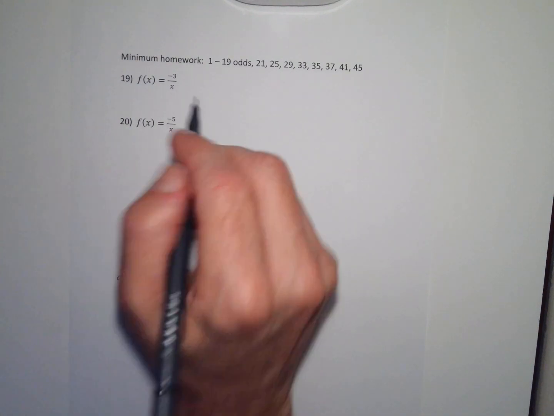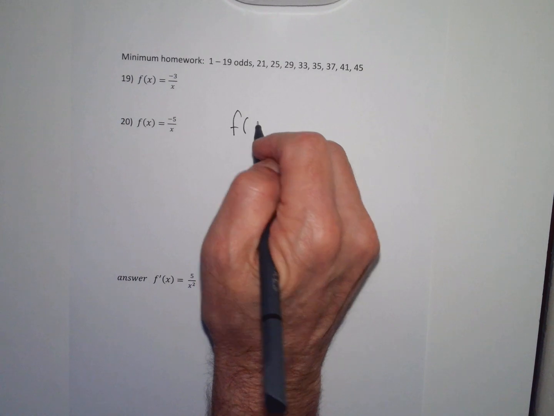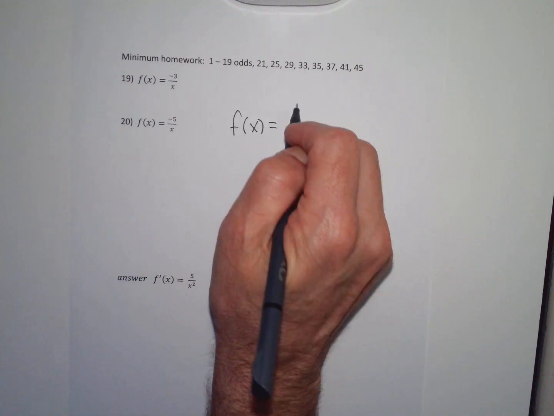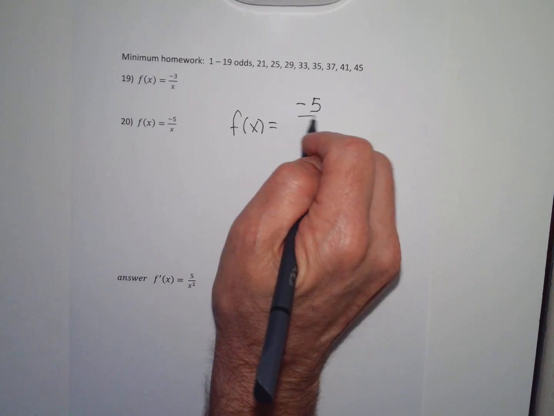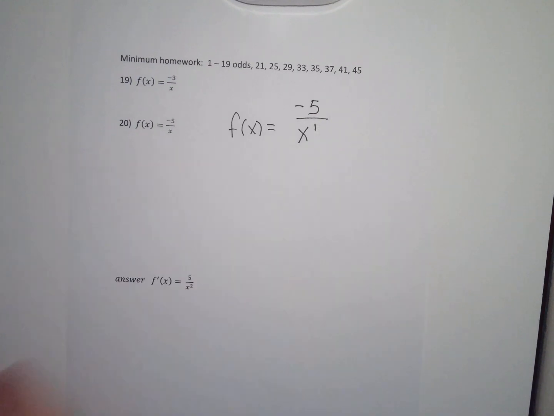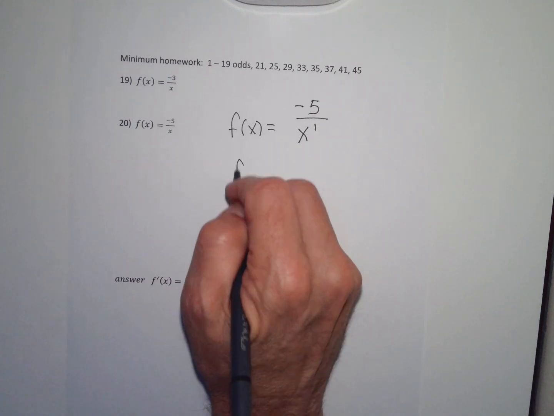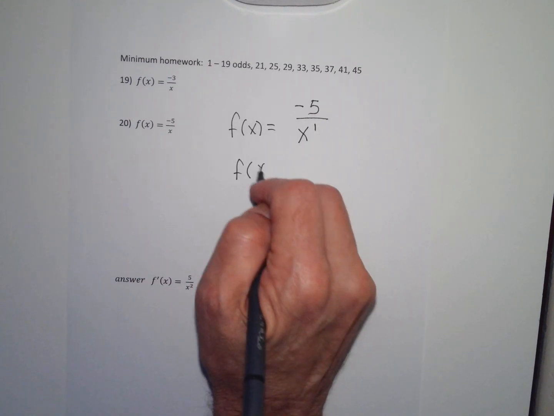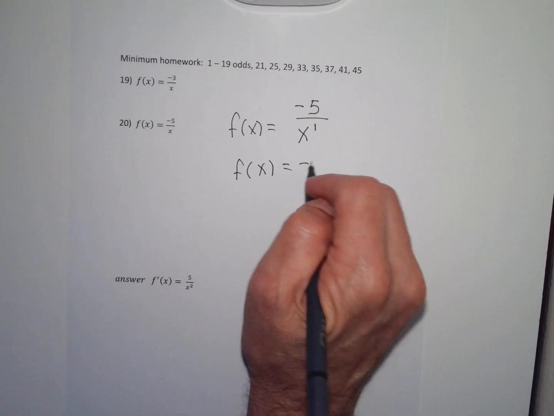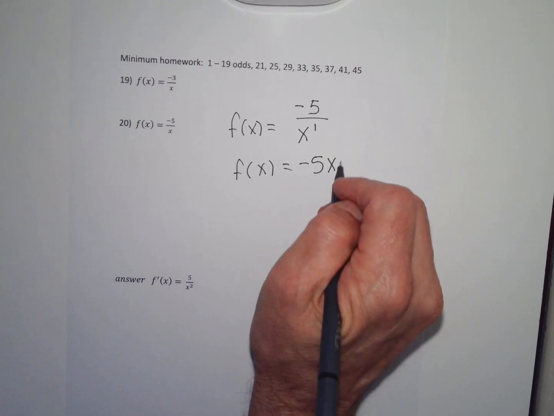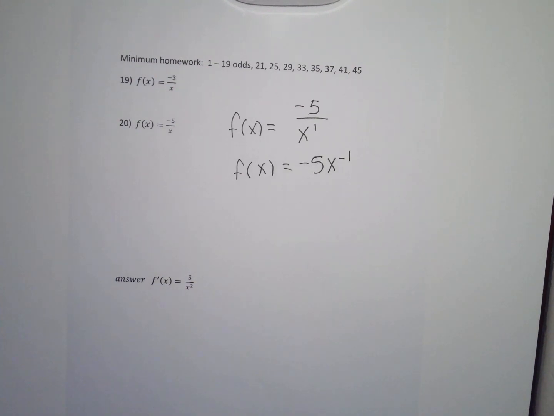For 20, I need to think of this as negative 5 over x to the 1st power, so that when I rewrite it with the negative exponent, I know the appropriate exponent. This rewrite should be negative 5 times x to the negative 1 power. I haven't written the derivative symbol yet because I haven't done the trick of multiplying the exponent by the coefficient.